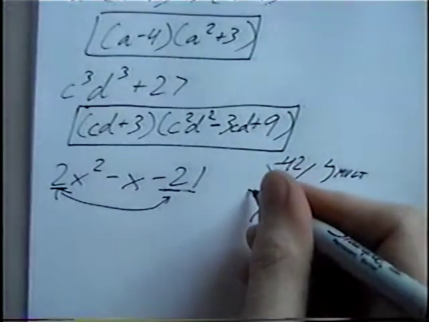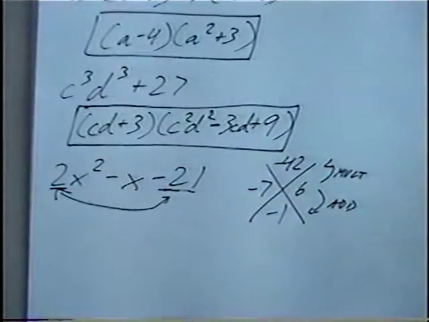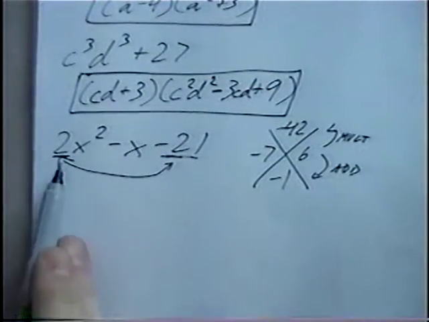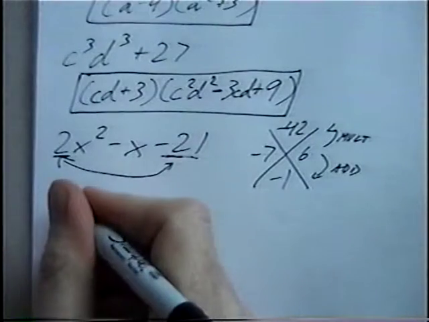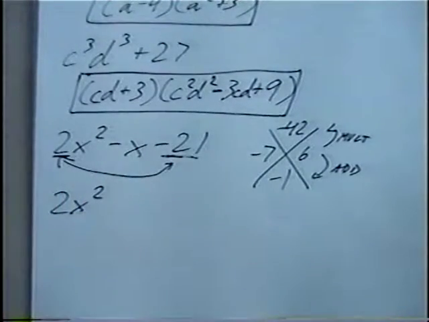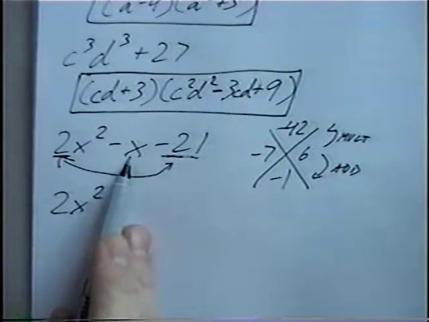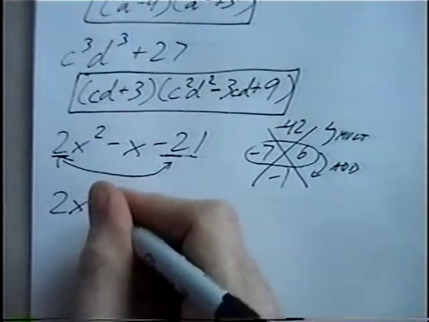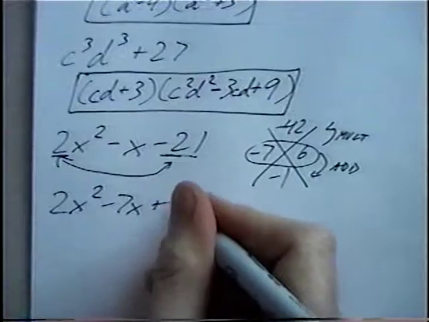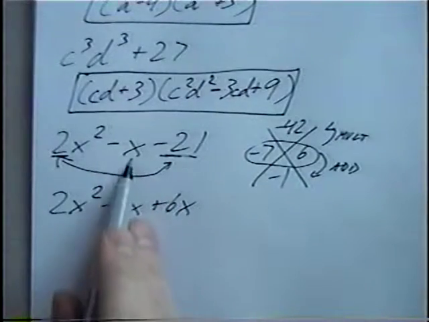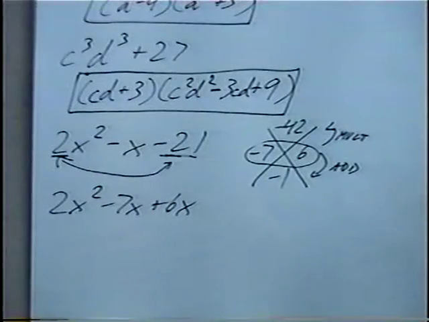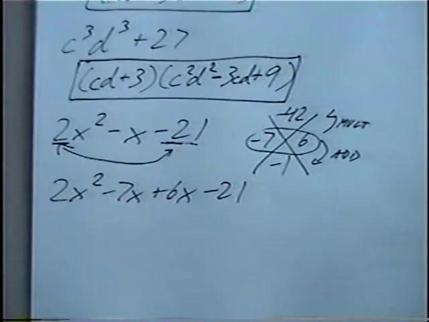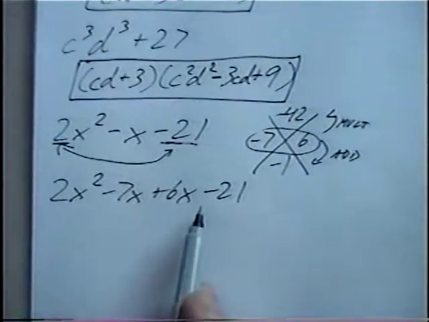Those 2 numbers would be negative 7 and positive 6. The extra step on the diamond method when you have a coefficient is to rewrite the equation: 2x squared, but instead of negative x, we'll use these middle 2 numbers, negative 7x plus 6x, which is the same as negative 1x. Negative 21 stays the same. And now we have 4 terms.